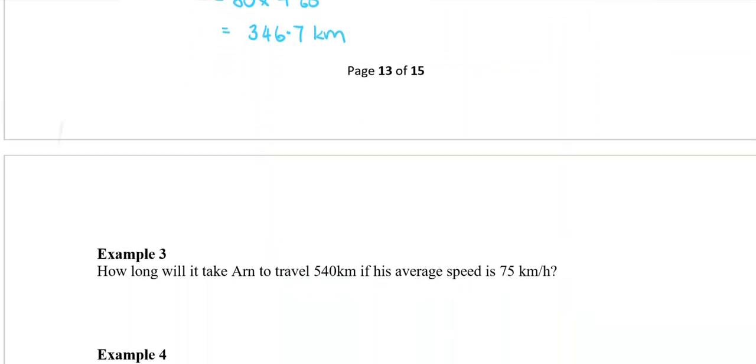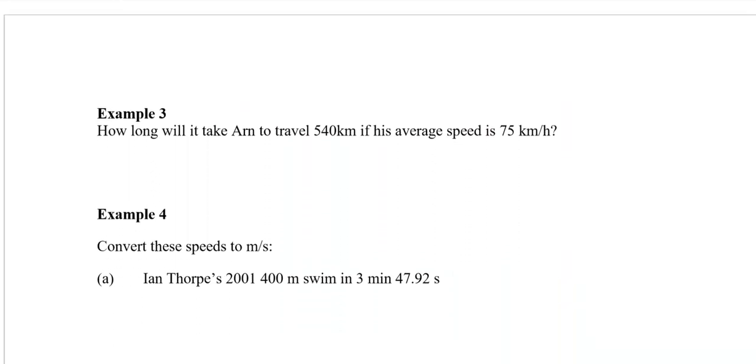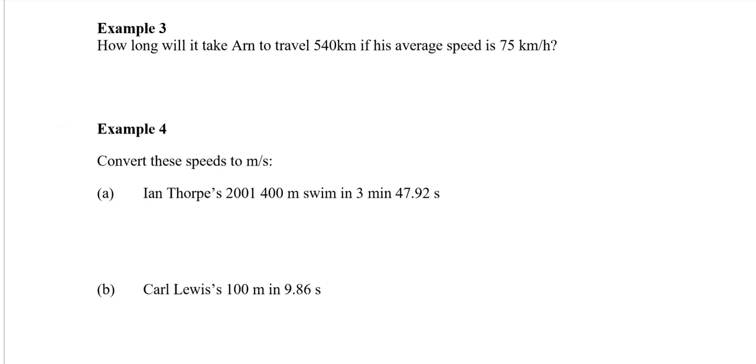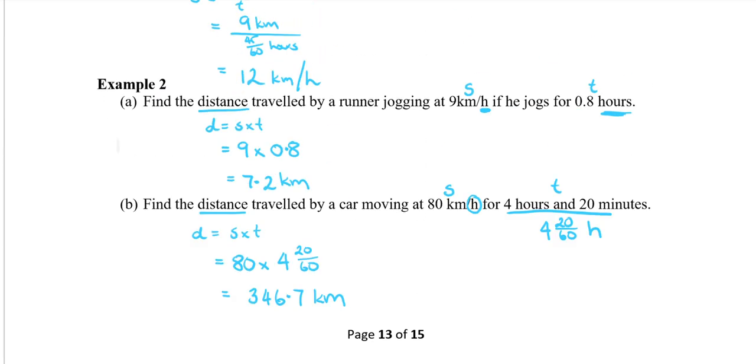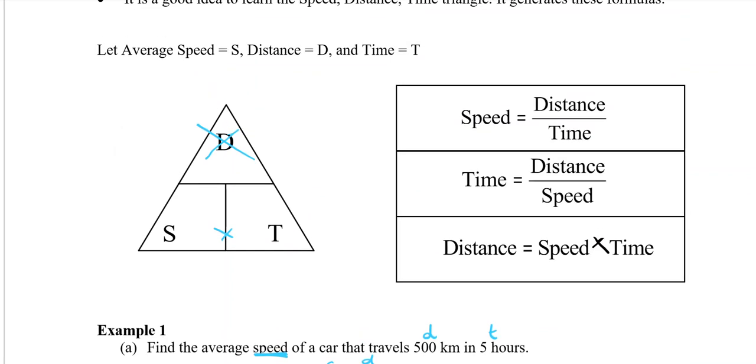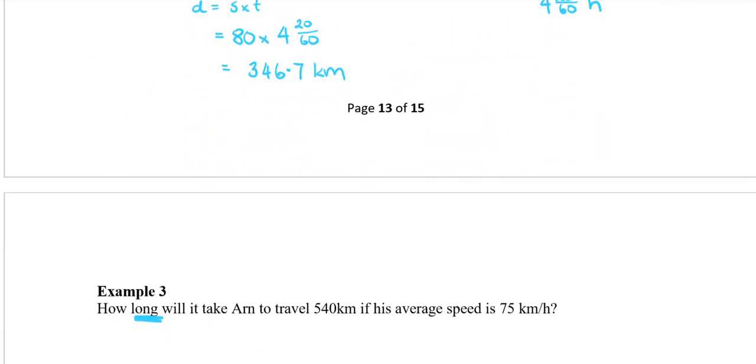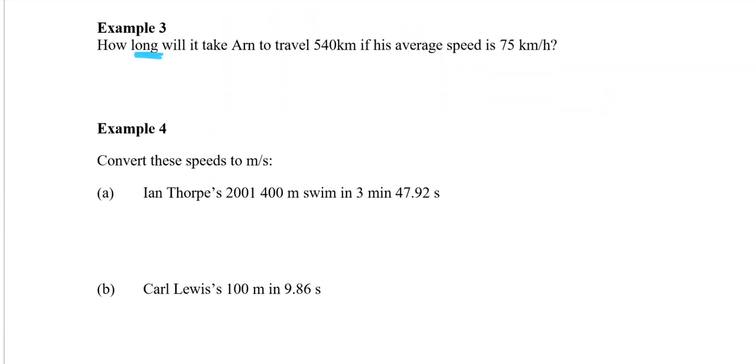Okay, over the page, we've done speed and we've done distance. So it makes sense that question 3 is about finding the time. So it says how long? How long is a time? And coming back here, our formula for time is going to be distance over speed. So let's write that down. Time equals distance over speed.